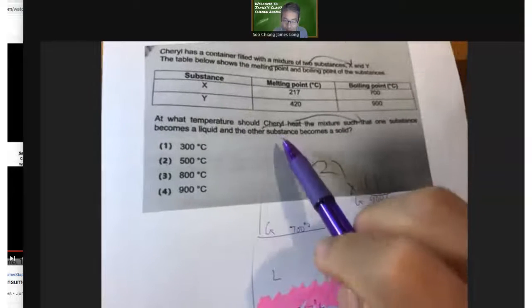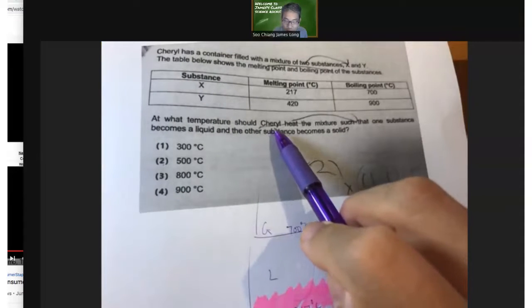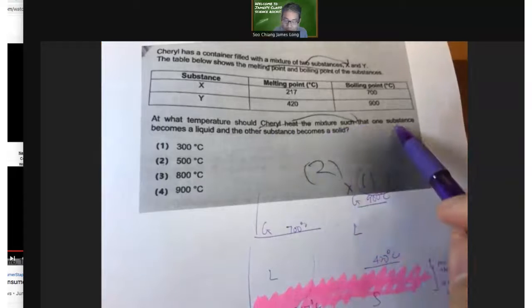And once the temperature hits 420, Y will start to melt into a liquid, right? And we know that the boiling point of Y is at 900. So once you heat it up to 900 degrees Celsius, it will start to boil and turn into a gas. Of course, at any temperature here, it can also turn into a gas. That's called evaporation. Now we are asked this question: at what temperature should Cheryl heat the mixture such that one substance stays as a liquid, one substance stays as a solid?